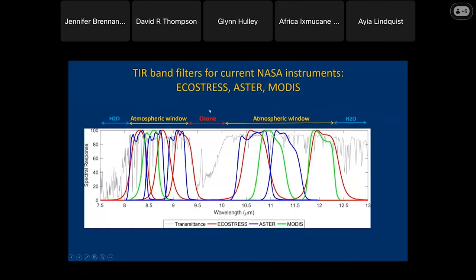ECOSTRESS, which was launched later on in 2018, has very similar bands to ASTER that combines information from both ASTER and MODIS together. And you can see that all of these bands fall in what we call these atmospheric window regions, where the transmissivity is at its maximum and the amount of atmospheric correction we have to perform is at a minimum. So we avoid these strong water vapor regions here below 8 microns, the ozone classic absorption at around 9.6 microns, and then the longer absorbing water absorption regions above about 12.5 microns.